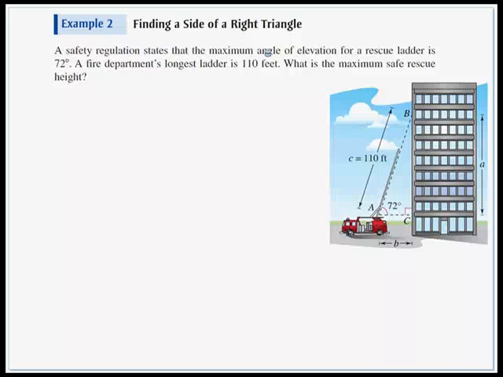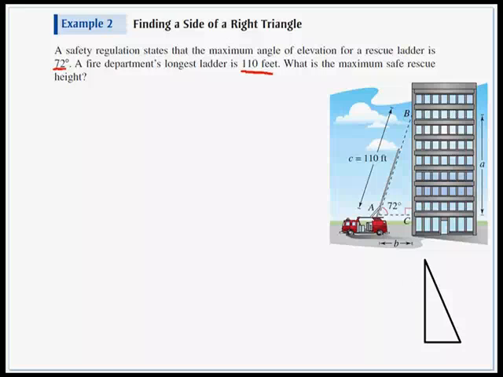So let's do something similar with more of a real-world application. There's a safety regulation that states that the maximum angle of elevation for a rescue ladder is 72 degrees. A fire department's longest ladder is 110 feet. What is the maximum safe rescue height that we can use this ladder for? So here we have our picture. And sometimes those pictures can get a little cluttered. I like to break them down into the bare essentials.